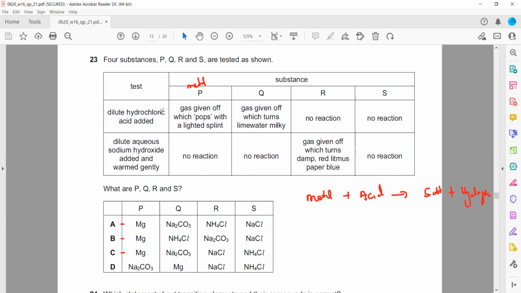Then for Q, when we add acid, a gas is given off which turns lime water milky. So it means carbon dioxide gas is given off. So what is compound Q? Compound Q is a carbonate, a metal carbonate. Because whenever metal carbonate is mixed with acid, it will give salt, water, and carbon dioxide, which will turn lime water milky. So Q is actually a metal carbonate.